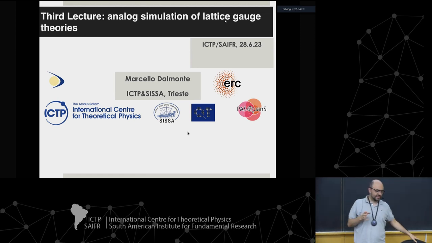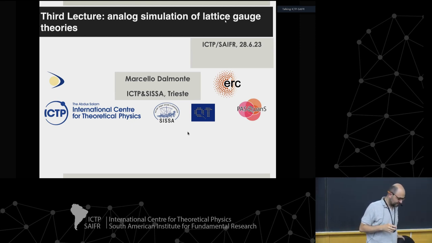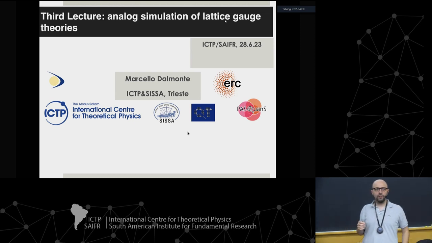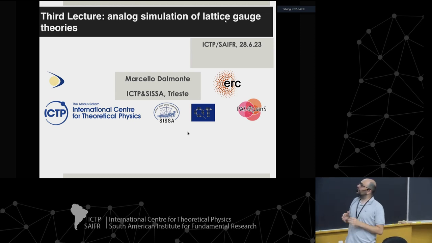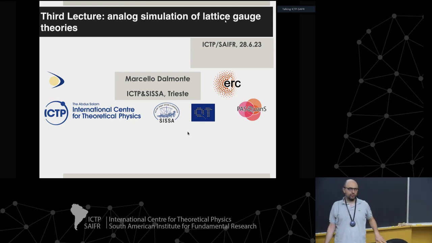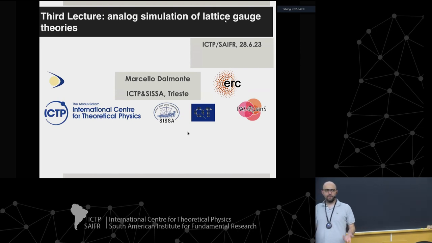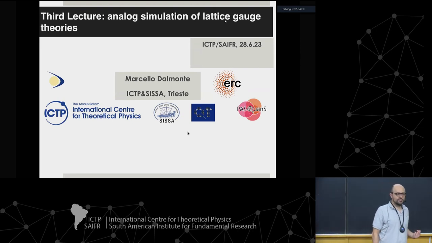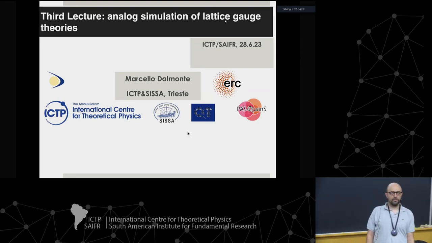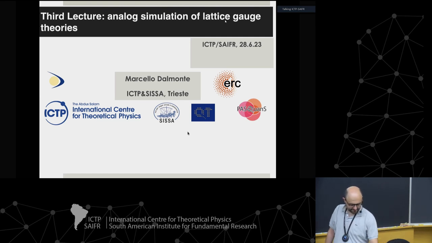The topic of this last part of the lecture, today, the first and the second hour, is to give you a glimpse about what is the state of the art in terms of analog simulation of lattice gauge theories. Okay? And we will do that. Yesterday we have seen more or less what the generic theory is in terms of the various implementation strategies. Today we will see examples from both theory and experiments.